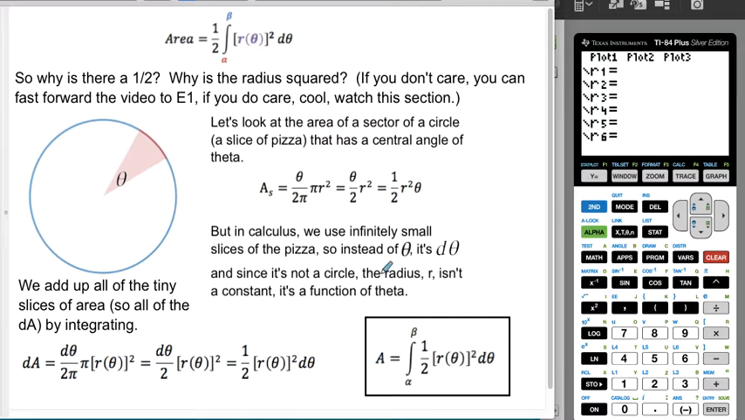All right, so why is there a 1/2? Why is the radius squared? If you don't care, please feel free to skip the next short section of this video. That's fine. Just memorize the formula. If you do care, then I'm going to walk you through why.